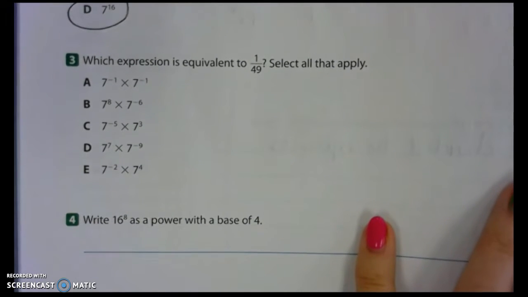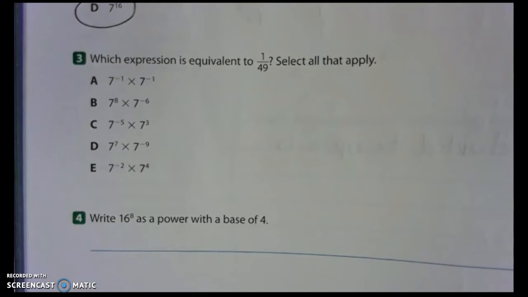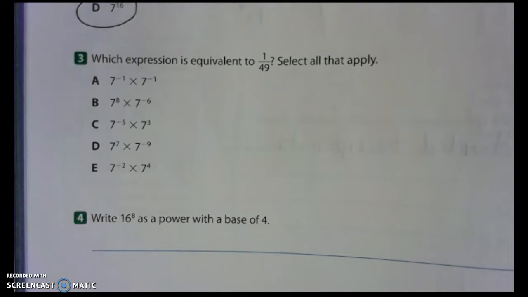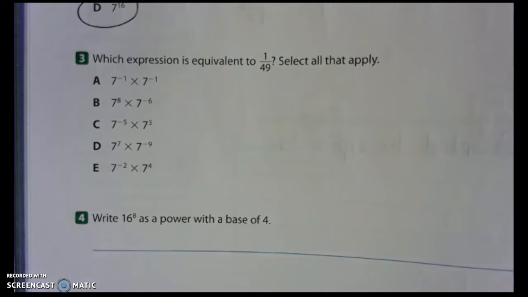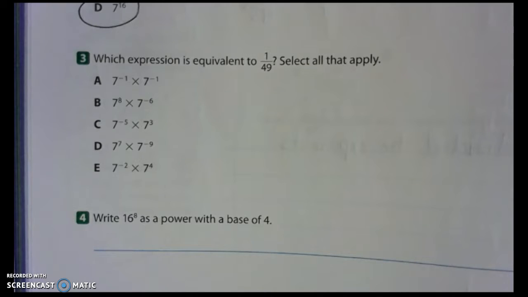Number 3. Which expression is equivalent to 1 over 49? Select all that apply. Now, we do these in this book because this is what your Tennessee Ready test likes to do. It likes to do a select all, choose all, pick all. So you are looking at basically 5 different questions here. This is 5 different problems.